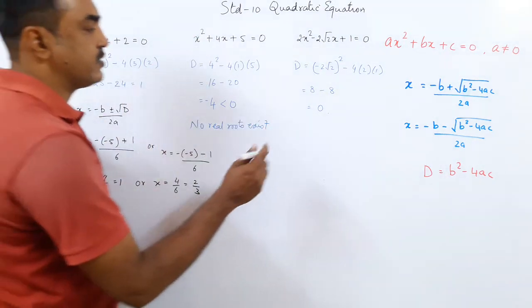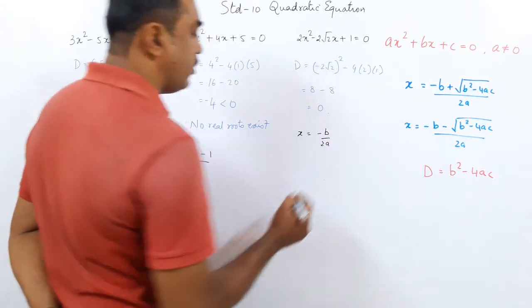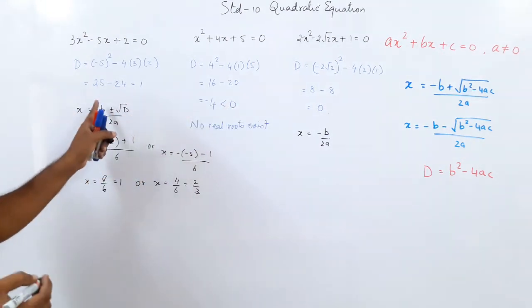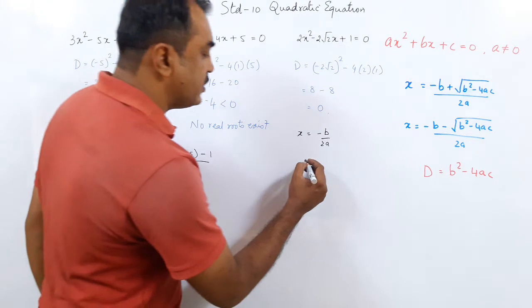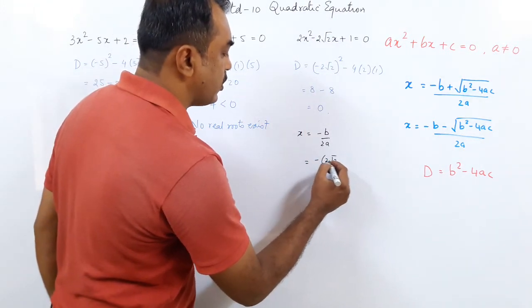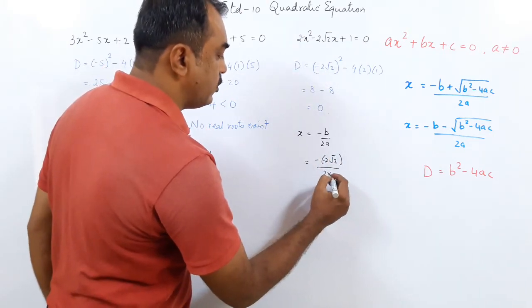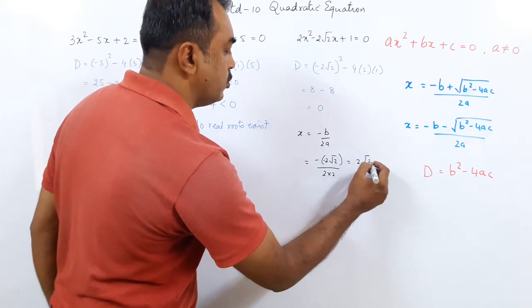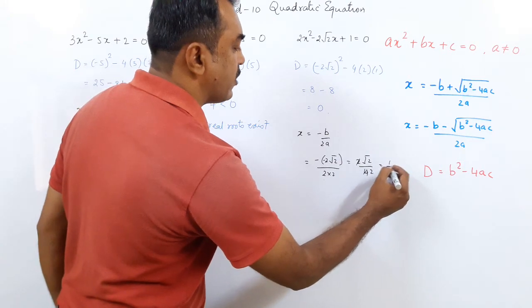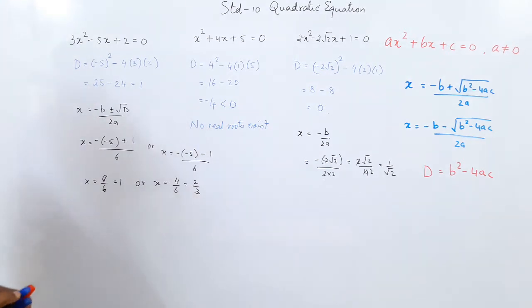Here no real roots exist, and here x is equal to minus b upon 2a. Why minus b upon 2a? Either into plus D or minus D, it is 0. So this part will get cut off. All that will remain is minus b upon 2a. So what is the minus b? Minus of minus 2 root 2 upon 2a. a is 2. So 2 into 2. So we get 2 root 2 upon 4, or 2 ones are 2. And if you solve it further, you get 1 upon root 2 or root 2 upon 2. Either way, this is your answer.